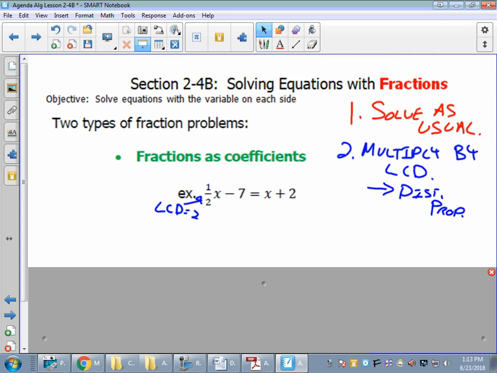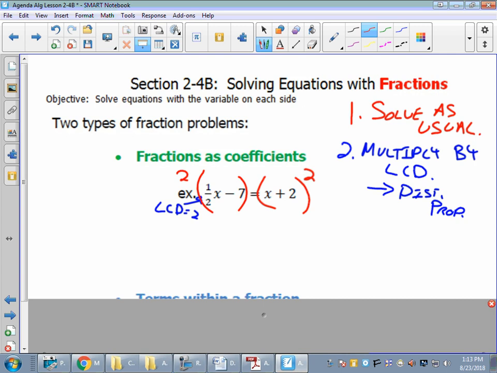Okay, so let's try that on this example here, and let's multiply by that 2 on both sides. So if I do that, I'm going to have to multiply by everything over here. And remember, because I'm multiplying one side of the equation by 2, I'm going to have to do the other side by 2 as well. So I'm going to put parentheses here and multiply by 2.